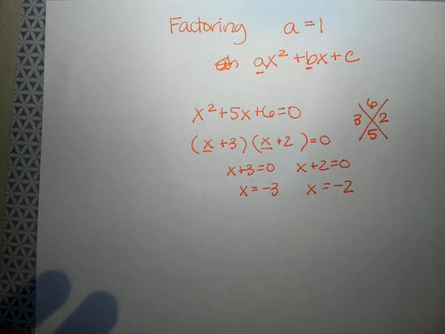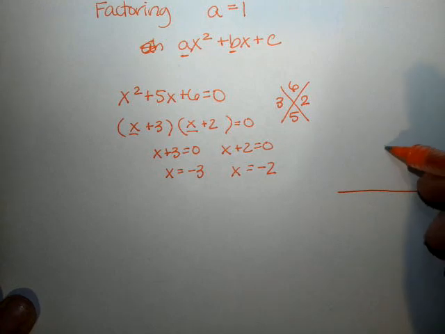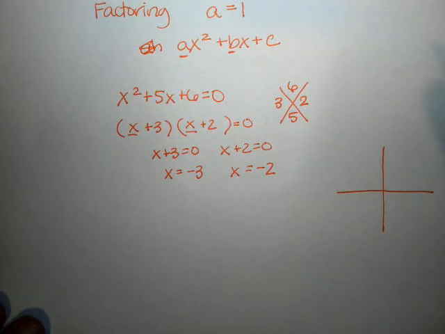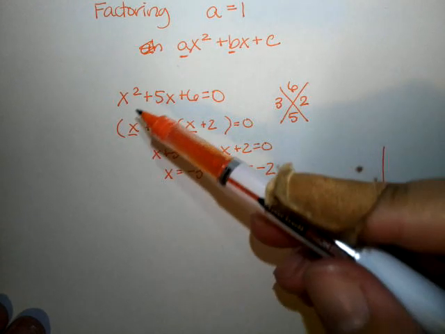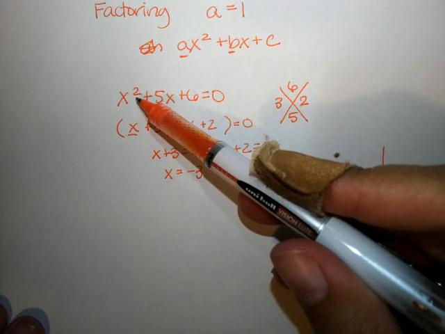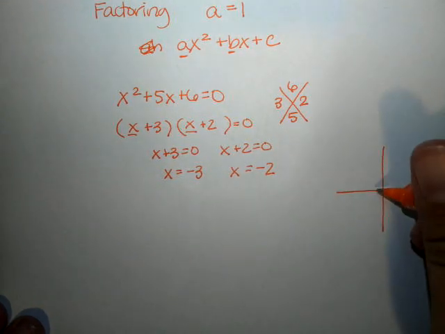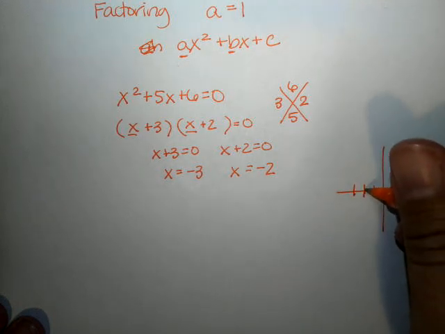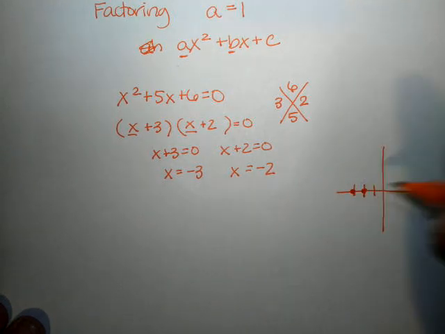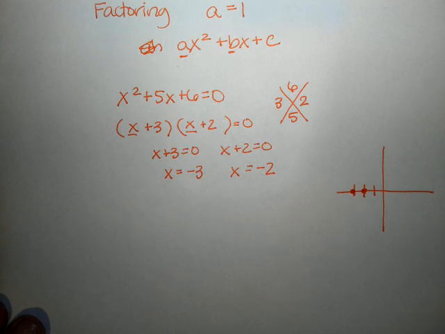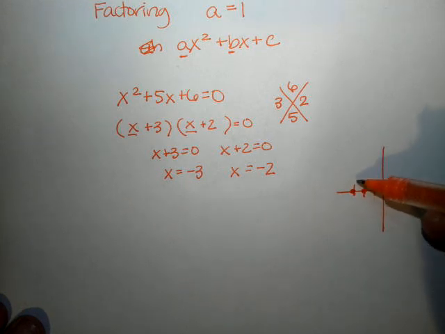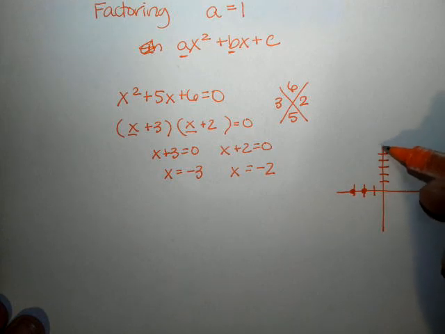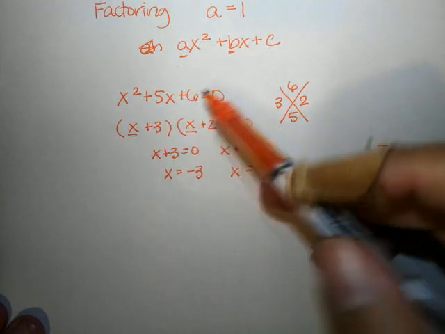Now, what does this mean in the whole scheme of things real quickly? When I'm graphing, that means my parabola, and I know it's a parabola because it's a quadratic, the highest exponent is a 2. It's going to cross the x-axis at negative 3 and negative 2. I know it's going to open up. It's going to cross my y at 6. How do I know that? I plug in 0, and we're left with 6.